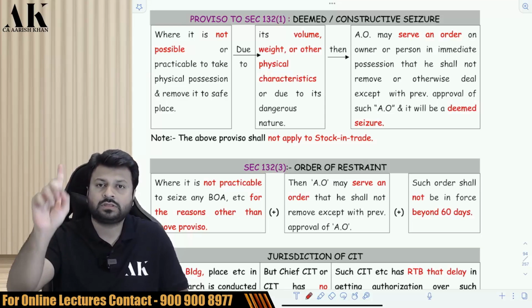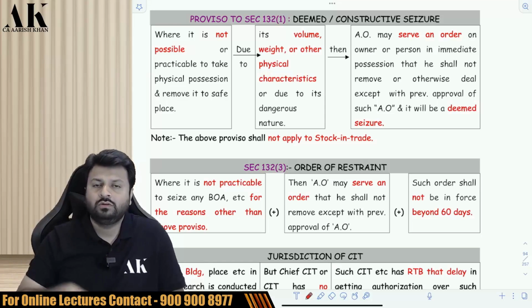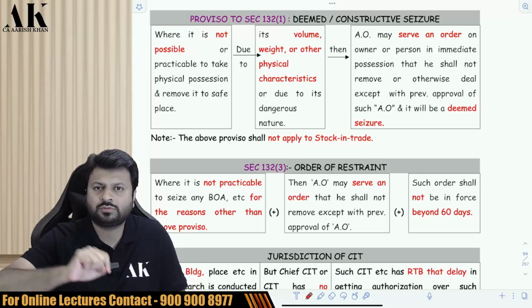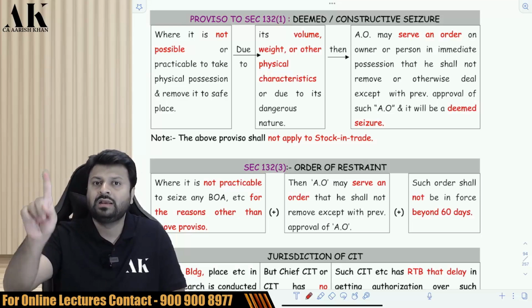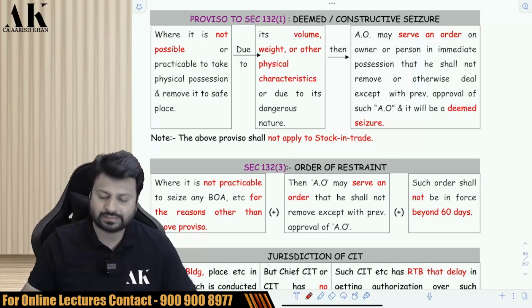Unless I give you permission, you are not supposed to remove it from here. You cannot remove this bulldozer. You cannot use this bulldozer. You cannot use the chemicals which are kept in your company unless I give you what? A permission. And this seizure will be called a deemed seizure.